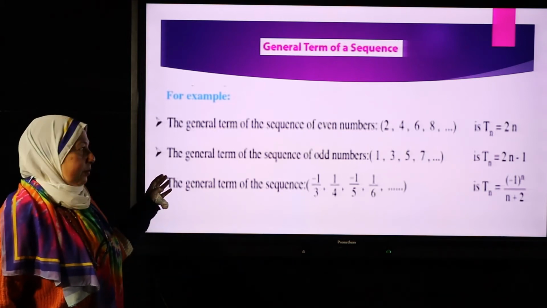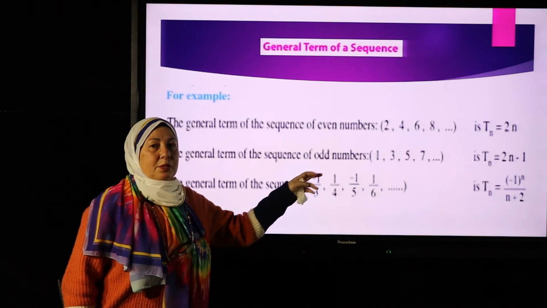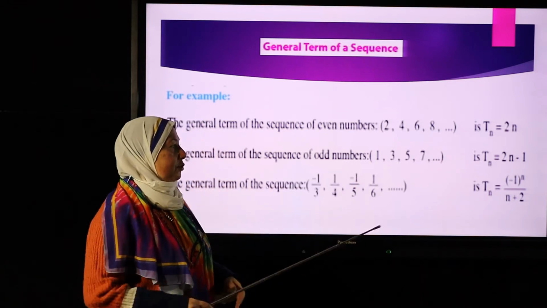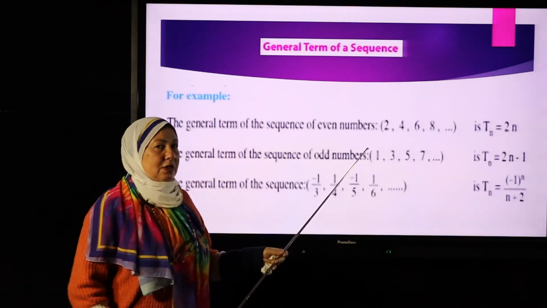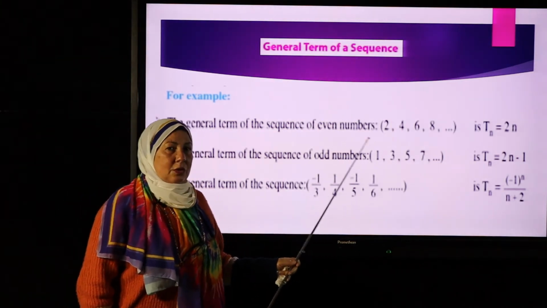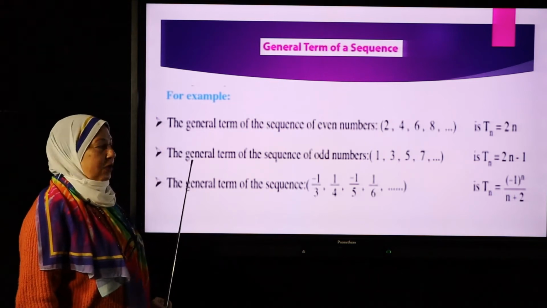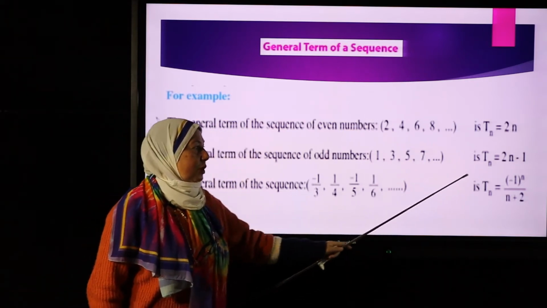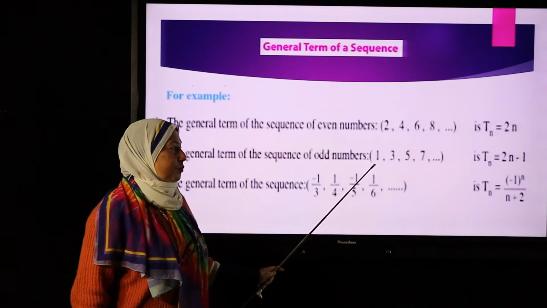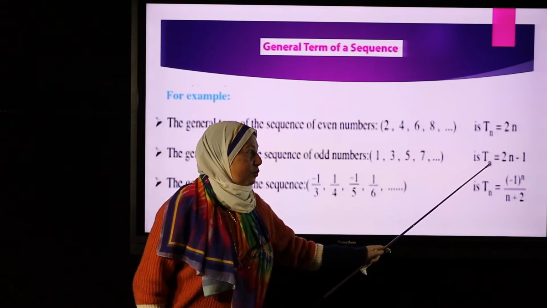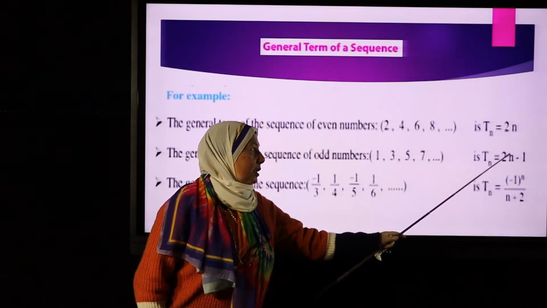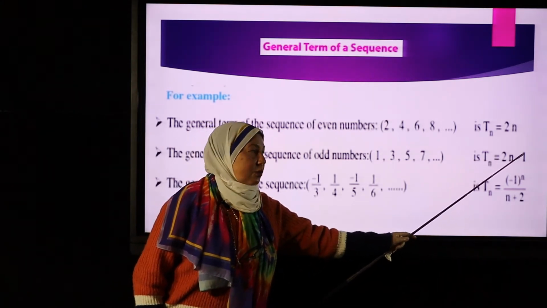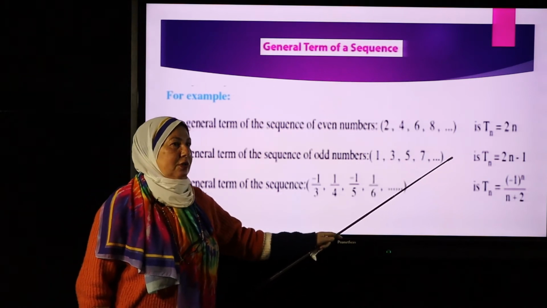Find the general term of the sequence of odd numbers. Let the sequence: first term equals 1, second term equals 3, third term equals 5, and so on. This sequence is the set of odd numbers. Find the general term. The general term is 2n minus 1. With substitution, n equals 1, 2 times 1 minus 1 equals 1, the first term. When n equals 2, 2 times 2 equals 4, minus 1 equals 3, the second term. When n equals 3, 2 times 3 minus 1 equals 5, and so on, the set of odd numbers.